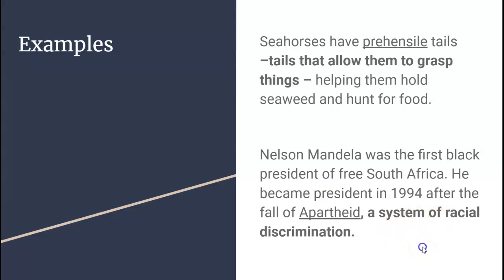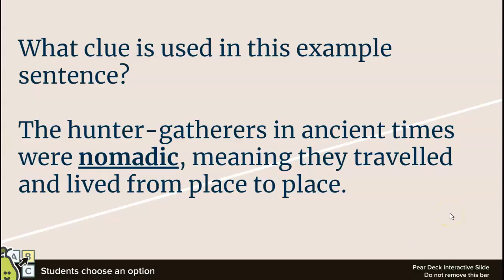So I would like to know, what clue do you see in this example sentence that lets you know that a definition context clue is coming up? It says, "The hunter-gatherers in ancient times were nomadic, meaning they traveled and lived from place to place." What is the clue that should stand out to you here?